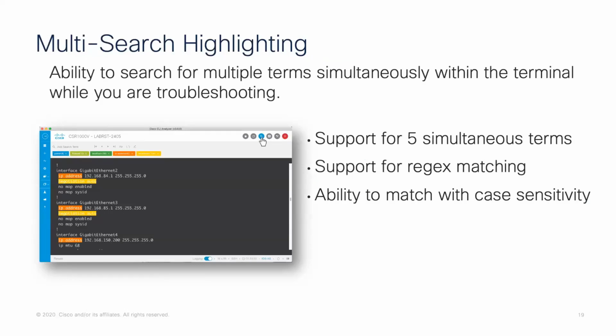Multi-search highlighting is pretty much what it sounds like. As opposed to just being able to view or search for one key field or item at a time, you can search for up to 5 simultaneous terms and visually see them differentiated in your UI. That allows you to easily spot common things or relationships between outputs or terms that are in your CLI. It's regex based, does case sensitivity or not, as well as, we can match up to 5 individual terms.